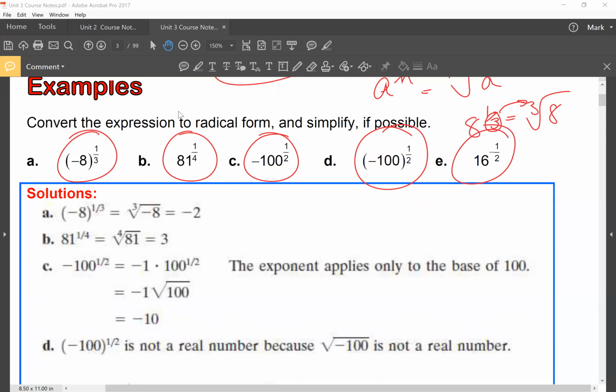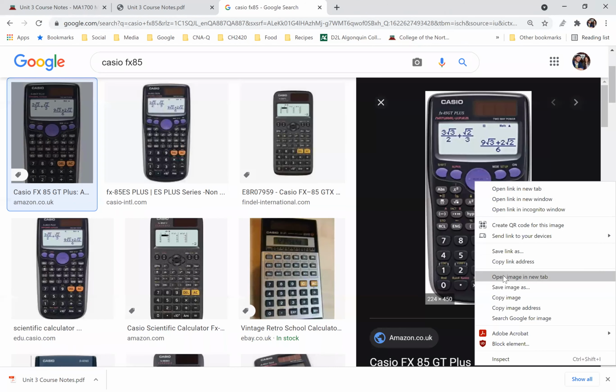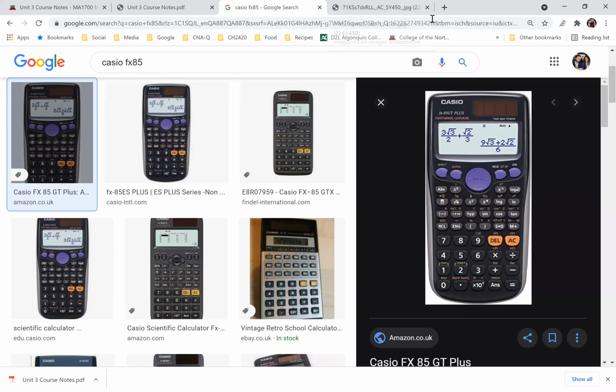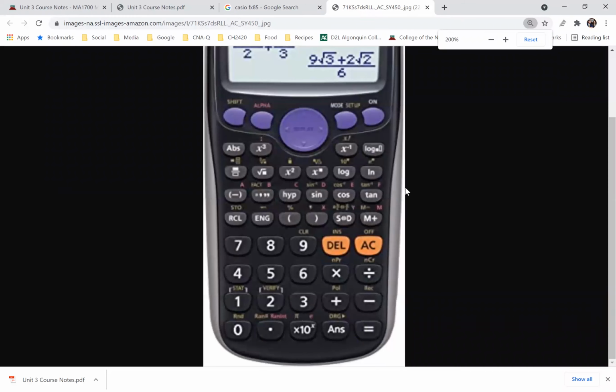Give me one second. Okay, share my screen. Okay, so you guys should be, oh shoot, I closed it. You should see the calculator in my Chrome here. I hope you see the Casio. So all of these questions, how do you enter them into the calculator?